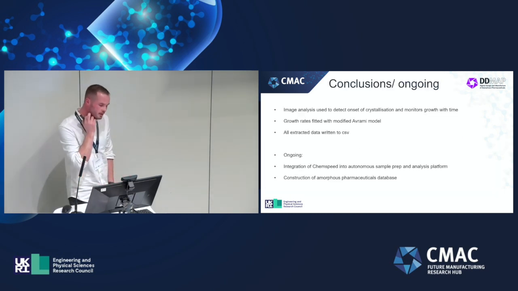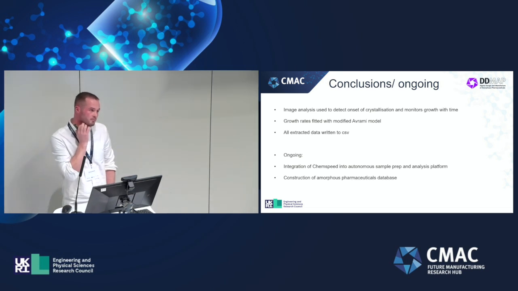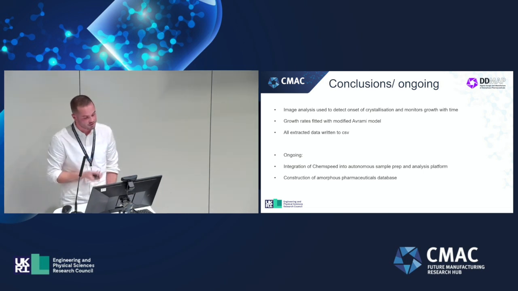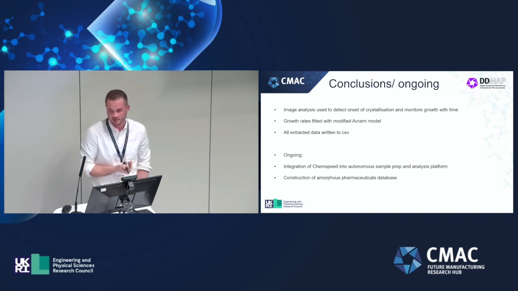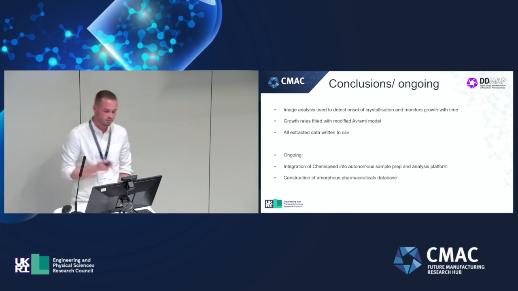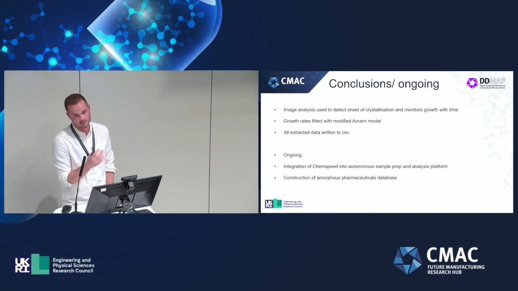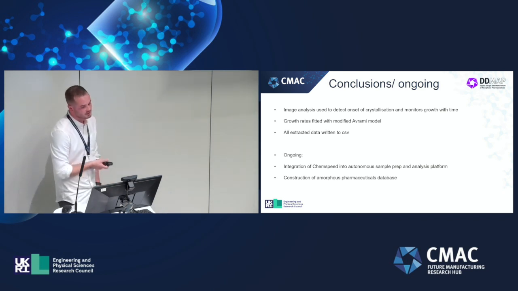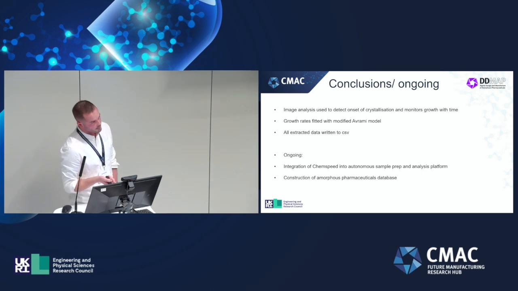So just to summarise some of that, working on automated image analysis, we've developed a protocol for detecting onset of crystallisation and growth rates. Growth rates being determined through a fit to a modified Avrami model with all that data written in accessible format in CSV, which will be fed into the database. Ongoing, the Chemspeed is being delivered next week, so that'll be getting integrated into an automated platform, which will hopefully speed up our sample throughput analysis, and obviously the APDB, the construction of that's ongoing.